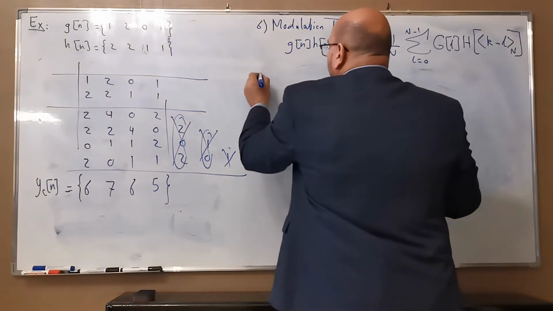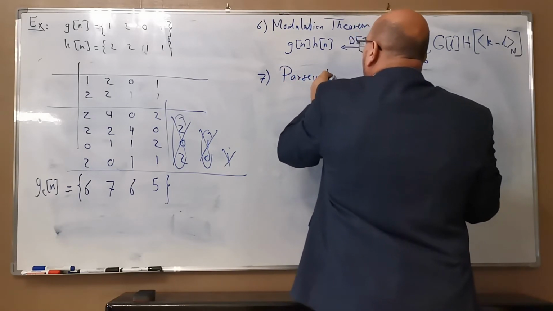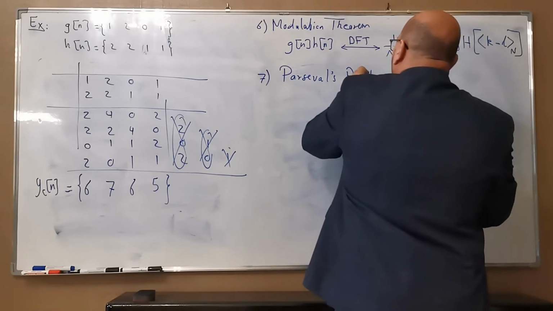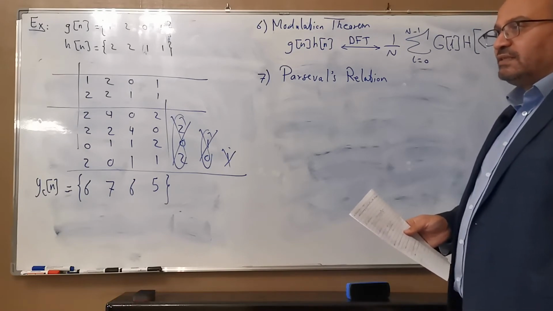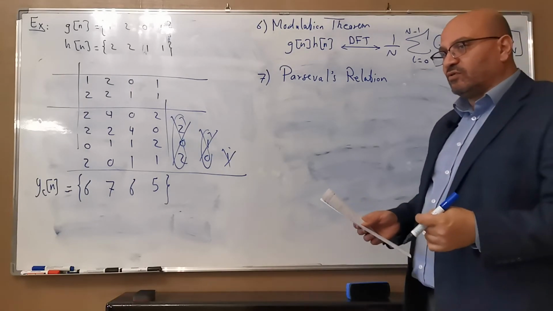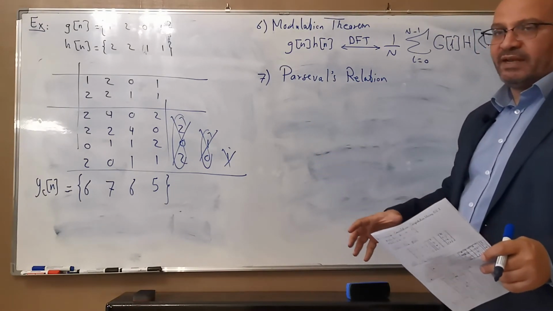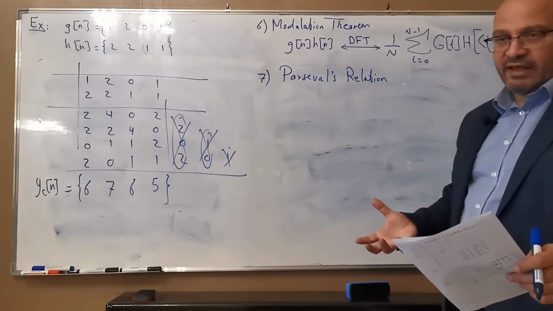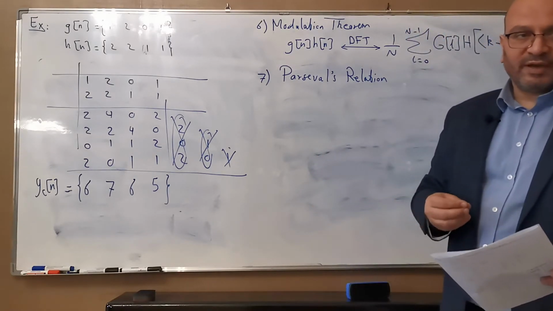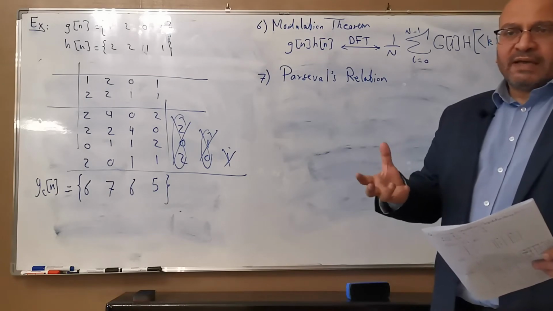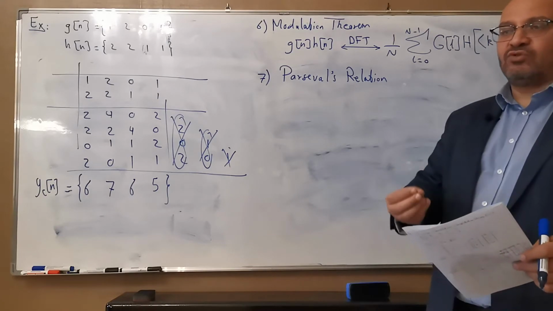Number 7 is Parseval's relation. As I mentioned before, Parseval's relation is a relation for the energy of the signal. You can find the energy of the signal in the time domain or in the frequency domain. It doesn't matter. It should be exactly the same amount of energy. If you look at the signal from the time domain perspective or from the frequency domain perspective, it shouldn't matter. The energy is the energy. It has a certain amount of energy, and you need to calculate this energy.